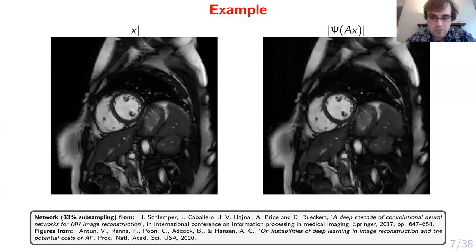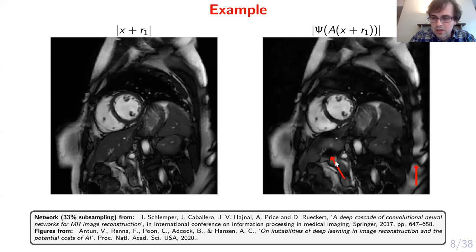Again, this is MRI imaging, which will be the recurring example in this talk. On the left, I'm going to show the image plus the adversarial perturbation. So this is the original image. This is the reconstruction of the neural network that comes from this paper down here. If I add the first perturbation, it's perhaps hard to see the difference if I go backwards and forwards a couple of times on the left-hand side. But on the right-hand side, you can see these hallucinations start to appear, all these instabilities.